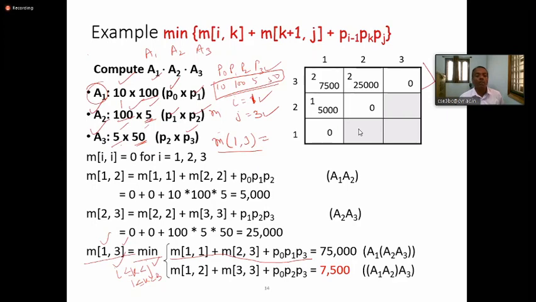That means you should not take 3. That's why for this part I have taken K is equal to 1. K is equal to 1. For this part I have taken K is equal to 3. K is equal, sorry, K is equal to 2.